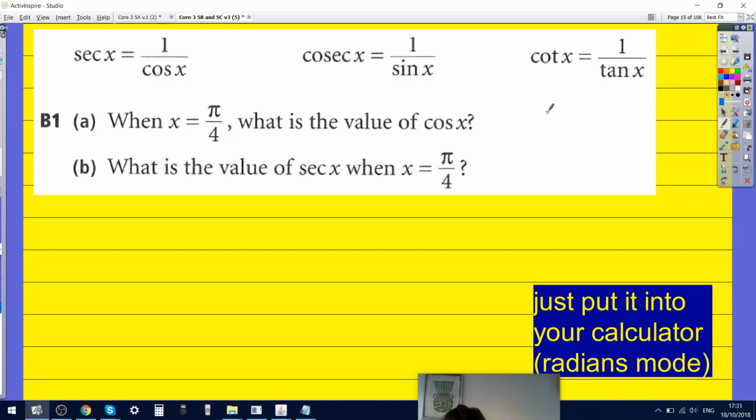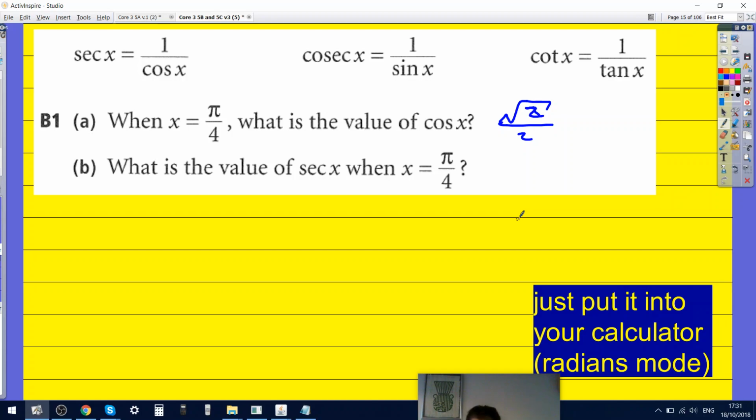Pi over 4. Root 2 over 2. Okay. And B? When x equals pi over 4, what's the value of sec x when x equals pi over 4? 1 over cos pi over 4. Okay.